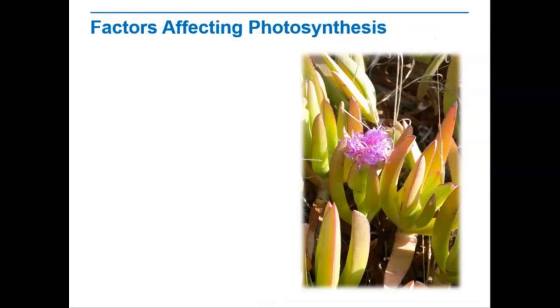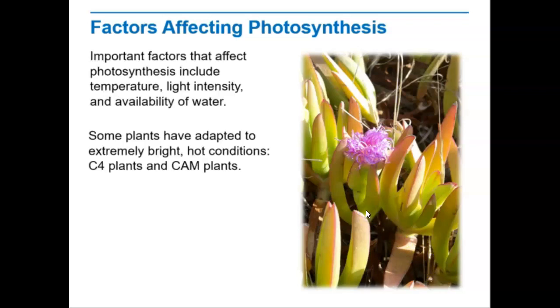All right, so factors affecting photosynthesis. There are different things that can affect the speed and rate of photosynthesis, or whether it's happening at all. Things like temperature, light intensity, availability of water, all of those things can affect photosynthesis. Some plants have adapted to extremely bright, hot conditions, and plants adapt to many different conditions, right? Examples of ones that have adapted to hot conditions would be C4 plants and CAM plants.